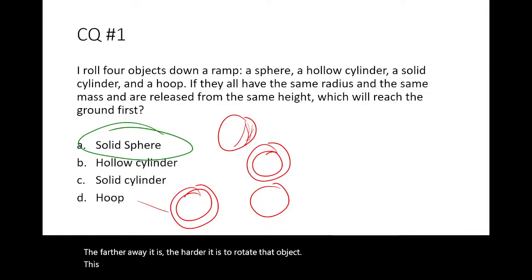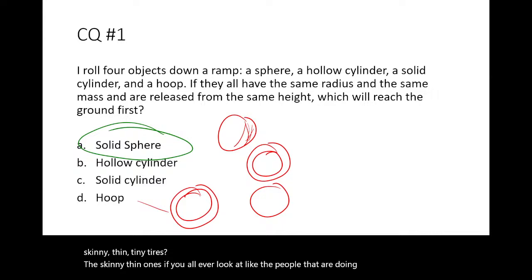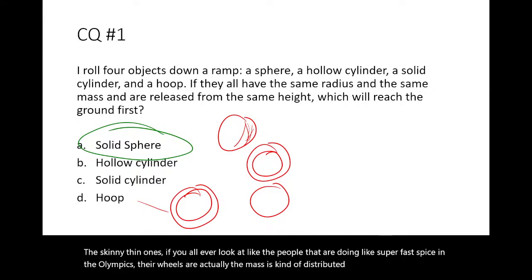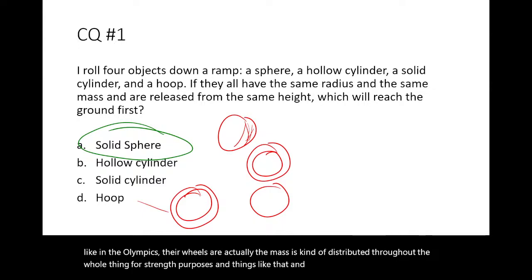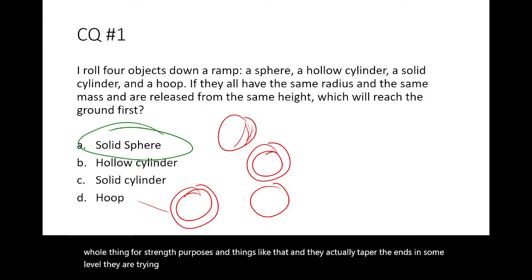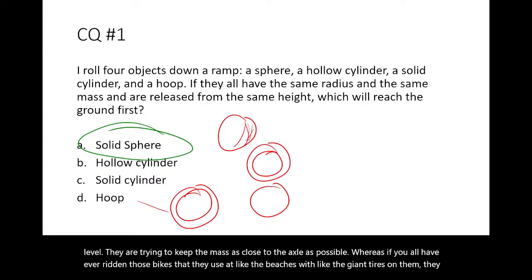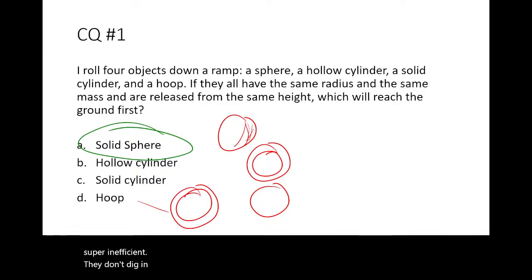This is why, if you ever ride a bike, what are the easiest tires to rotate? Big fat tires or skinny, thin, tiny tires? Yeah, the skinny, thin ones. If you look at the people doing super fast races like in the Olympics, their wheels have the mass distributed throughout for strength purposes, and they actually taper the ends to some level. They're trying to keep the mass as close to the axle as possible. Whereas those bikes they use at the beaches with giant tires on them are super inefficient. They don't dig in the sand as much, which is convenient.